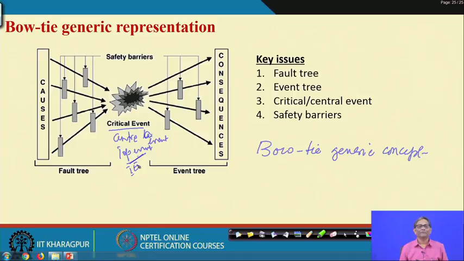Now, I told you earlier that bow tie is a combination of fault tree and event tree, and here the generic representation is not in terms of gates or branching. We have shown that the left hand side is fault tree and the right hand side is event tree. So, for a center event or top event, if you have the fault tree, from there you can find out ultimately the root causes. And if you develop an event tree for that center event or critical event or top event, ultimately you will find out the consequences.